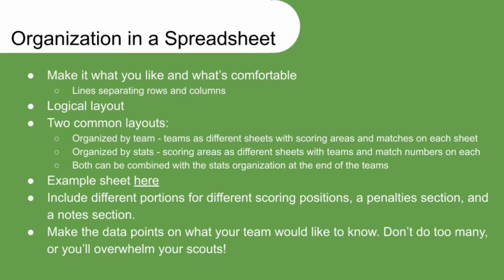So when you have your spreadsheet for your data, how would you organize it? Well, let's see. Make it what you like and what's comfortable. If you don't make it what's comfortable or what you're familiar with, it's going to be really hard to navigate this spreadsheet when you're looking at your data or if you're entering your data, if you're doing that manually. An example of this would be maybe lines separating the rows and columns just to give your eyes a break from sorting all the information out.